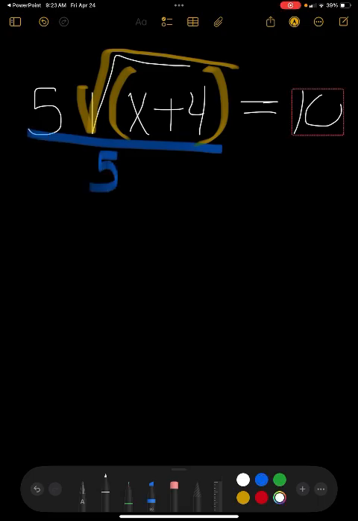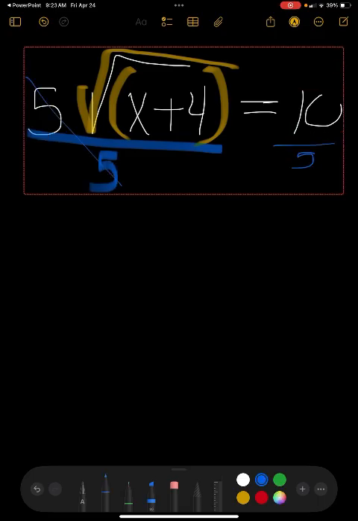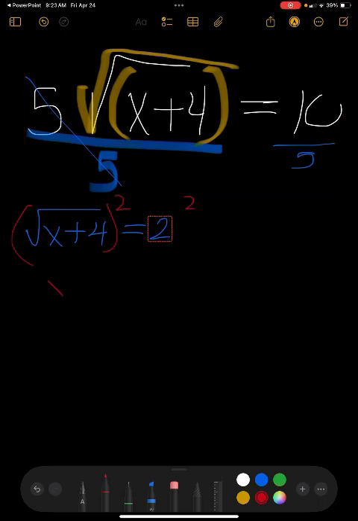So we get, that cancels, and we get square root of x plus 4 equals 2. And now we want to square both sides here to get rid of that. So we get x plus 4 equals 4. And then we take away 4 and we get x equals 0.